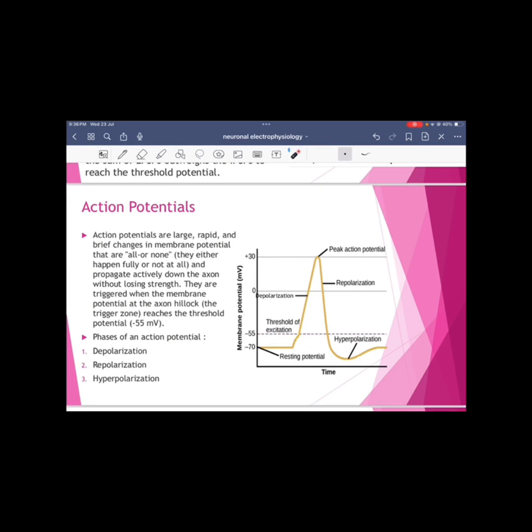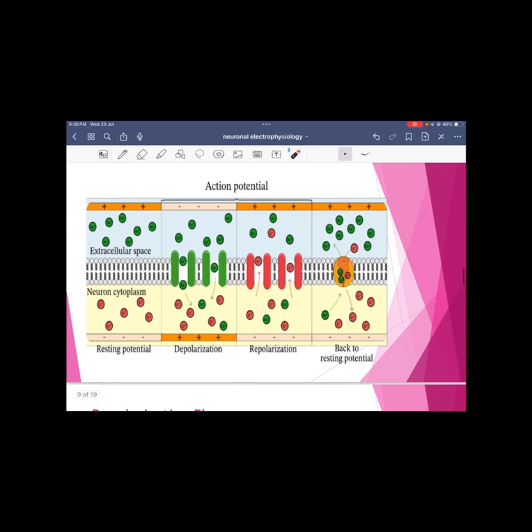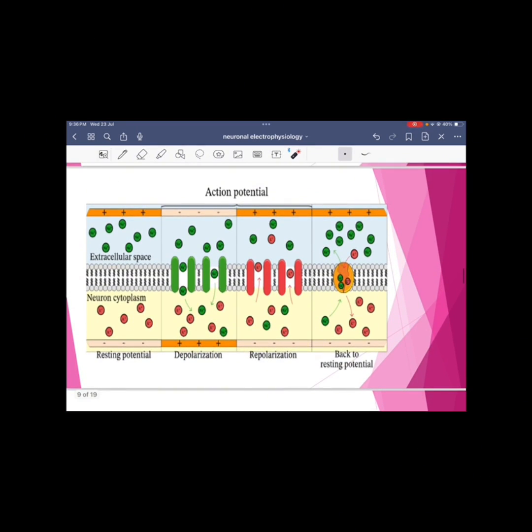We have three phases of an action potential. We have the depolarization, we have the repolarization, and we have the hyperpolarization. So first we have the depolarization phase. In this picture we can see this is the resting membrane potential that we talked about. The inside of the cell is more negative. Once we have a depolarization, which is here, the inside of the cell will become more positive.